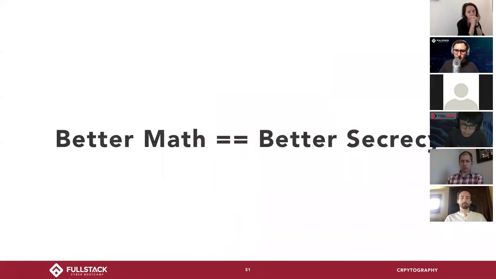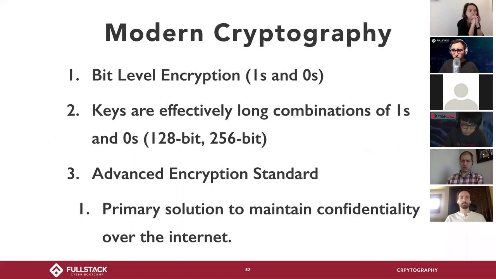So how does this work with modern computers? Remember how we talked early on that ones and zeros can represent anything? Well, guess what? They can also represent a key, an encryption key. So what we're going to do is generate a key of just ones and zeros, 1, 0, 1, 1, 1, whatever. And these keys can be 128 bits or 256 bits long.